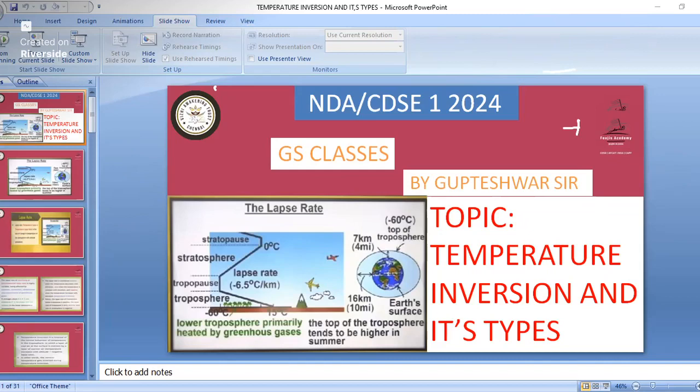Now see the other part. First we'll see about the surface inversion. See, in this surface inversion, what we saw is that for temperature inversion there should be the winter season, meaning cool air should be there. Then it should have a long night. And also we studied that it should have the stable condition, that mixing should not be there.